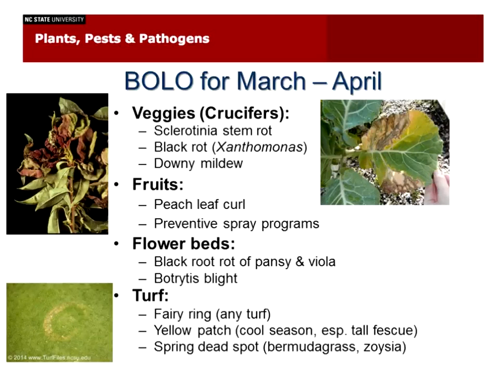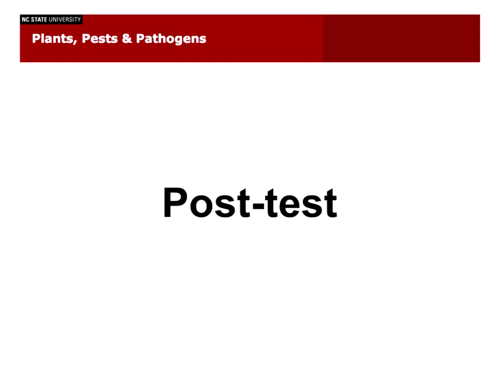And in turf, fairy ring could be showing up as the weather warms up, especially if it's wet. Yellow patch, which is a disease I had not heard of until Lee Butler pointed it out to me. It can have similar symptoms to fairy ring. You'll notice it on the left there. Fairy ring, though, would have, for example, very dry soil under that ring. And spring dead spot, Bermuda grass, zoysia grass, as the warm season grasses start resuming growth. I know that was a little fast at the end there.